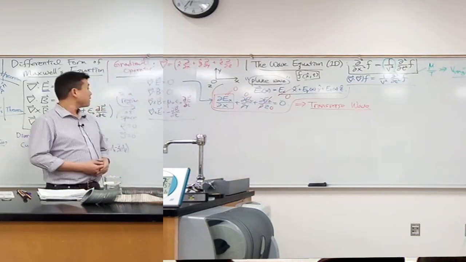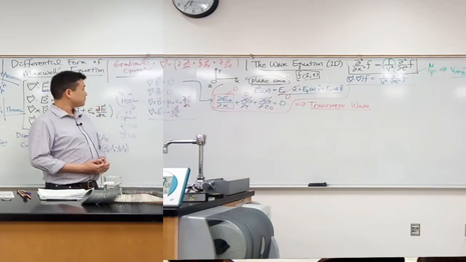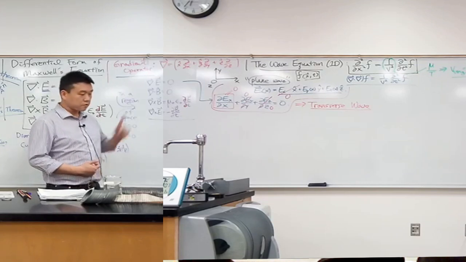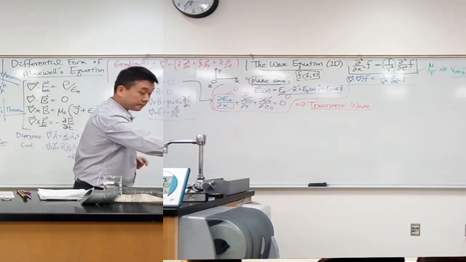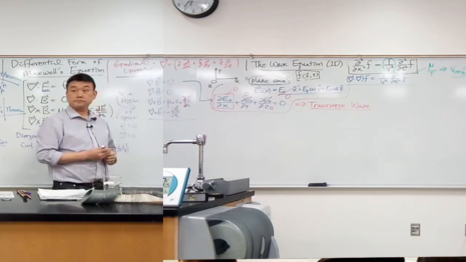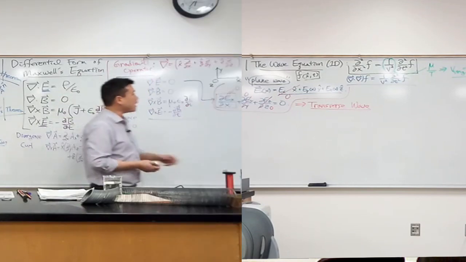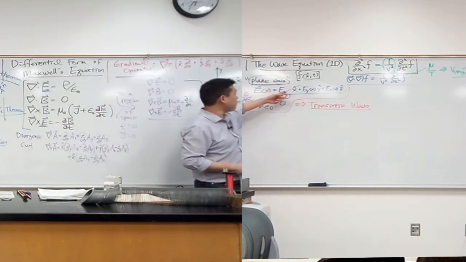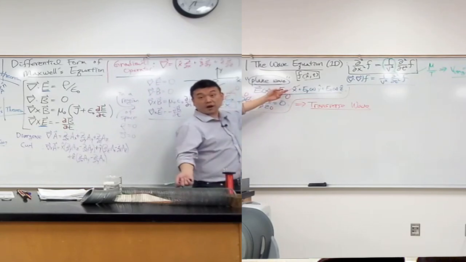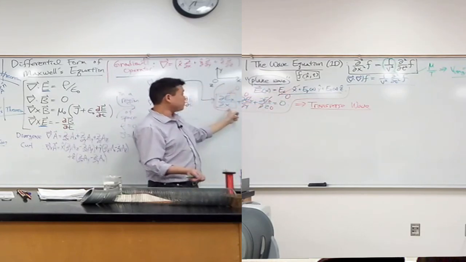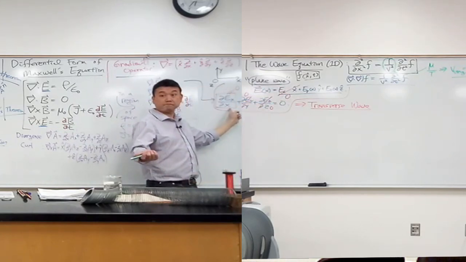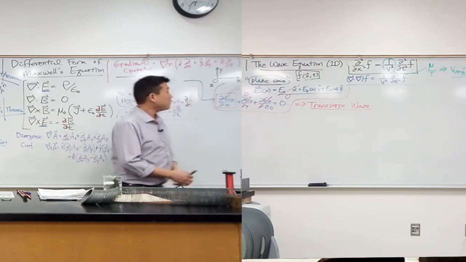Okay? All right, so that's interesting. Any question? If I had a non-zero x component, or an x component that's not constant, if this wasn't 0, then it could be a longitudinal wave. Yeah. Yep. All right.